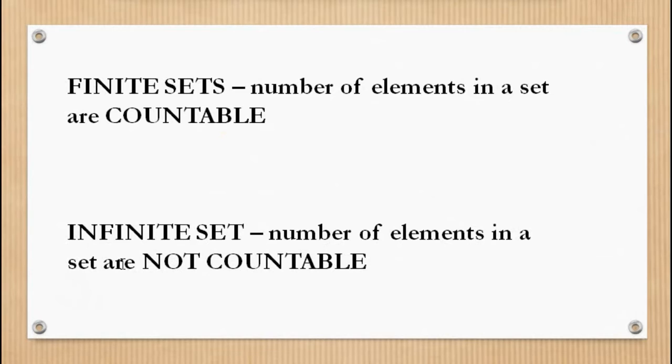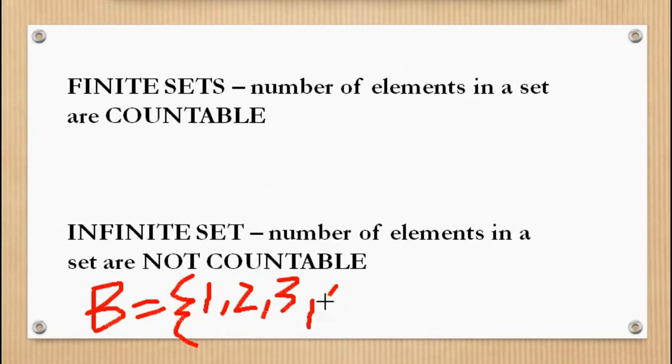The number of elements in the set is not countable. Example naman natin dito sa infinite set is the set of all positive integers. Let's say B is equal to the set of all positive integers. So 1, 2, 3, 4, 5, 6, and so on and so forth. So, ginagamit natin yung tatlong dot if continuous yung pagbibilang natin. So, infinite set siya, hindi siya countable.